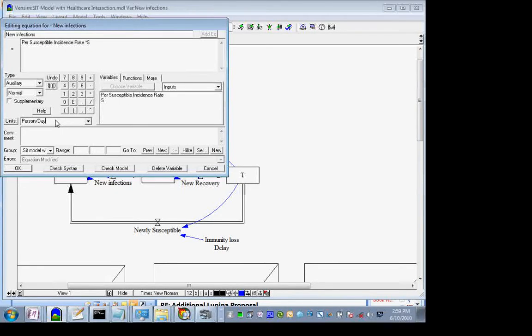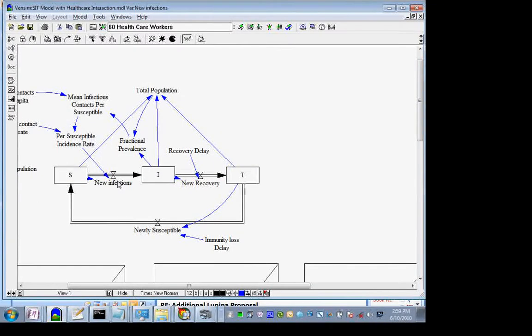In Vensim, I remember in the tutorial you said that you could set it to say that person per day is the same as persons per day. Oh yeah, that's true. You can actually do that. We'll show that in just a sec. That's a good point. So this should be in fact person per day. This should be the same sort of thing.